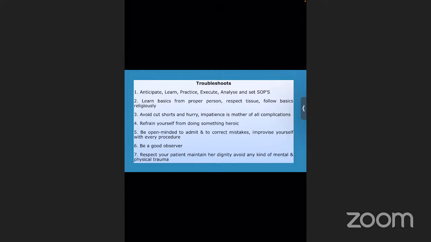Be a good observer. That's very important. If you are not doing surgery and another person is doing surgery, just be a good observer. Observe his good things and his bad things also. Be like a blotting paper. How to be like a blotting paper? Absorb whatever is good. Just absorb it. Respect your patient. Maintain her dignity. Avoid any kind of mental and physical trauma to the patient. This is very important.